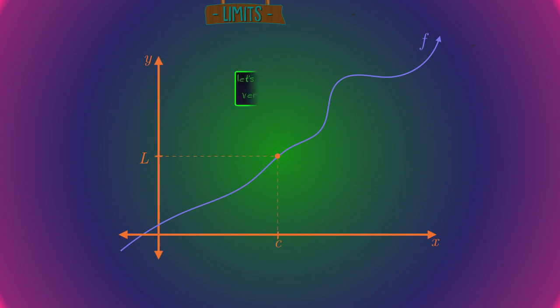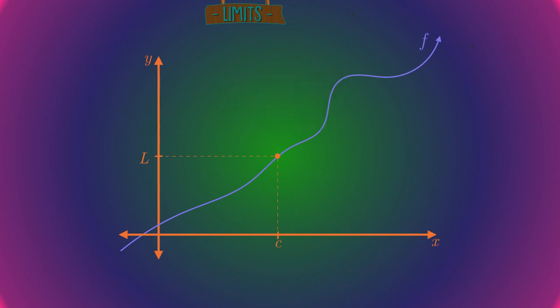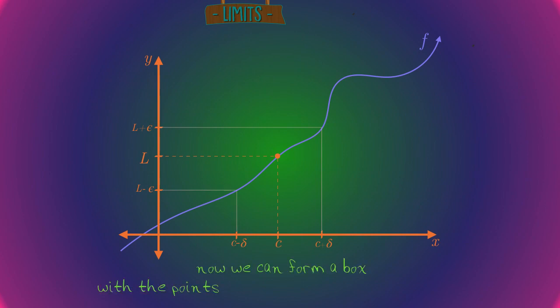That means its limit. So let's say we have a very small number, delta. Then we're going to add delta to c, but we're also going to subtract it from c. Now we're going to do the same thing to L. We're going to add a really small number that we call epsilon to it, and we're going to subtract it. So what we have here is this little box that we can form around c and L, or the point (c, L), we should say.